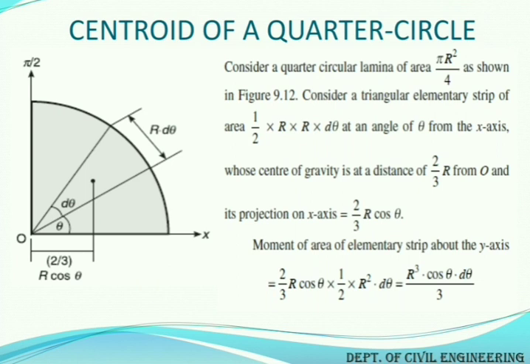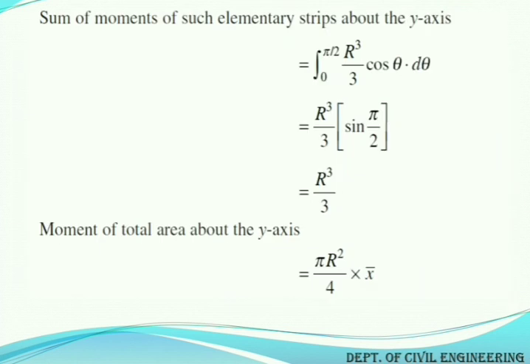So next, finding the moment of the elementary strip about the y-axis goes exactly the same, need not worry. Now the difference here is when we take the integration, the limits will be 0 to pi by 2, whereas in the previous case our limits were different. So this point is very important. Just see the integration limits. Once we integrate, we get r cube by 3. This r cube by 3 is the moment of the various triangular strips in that quarter circle with respect to the axis under consideration.